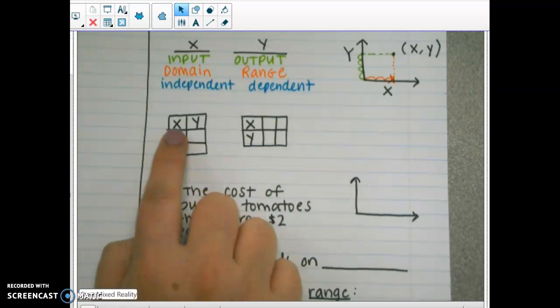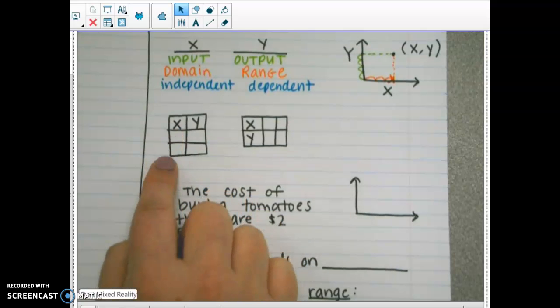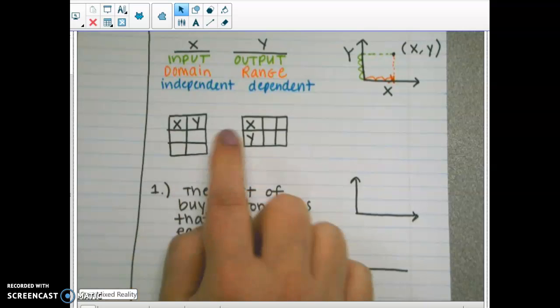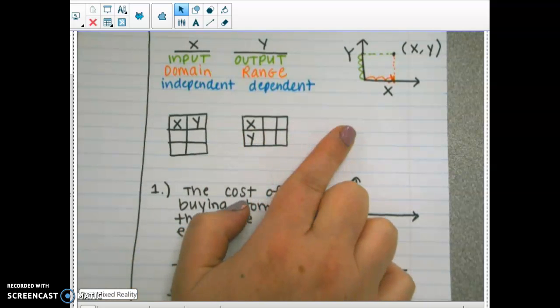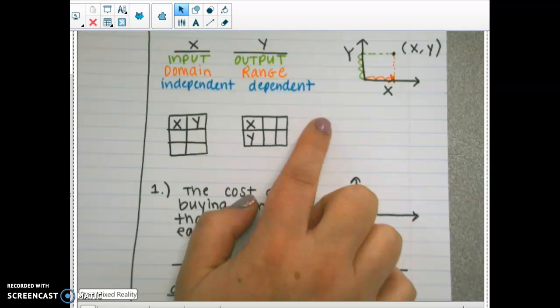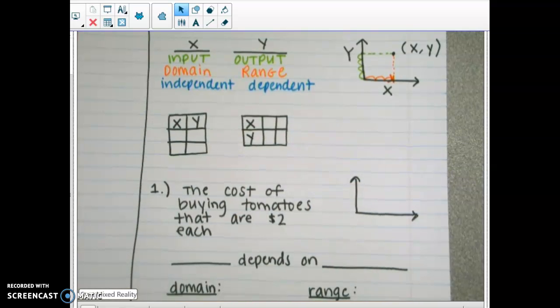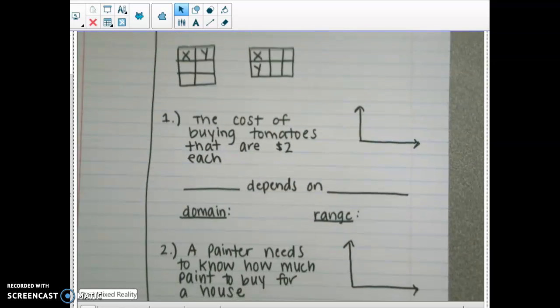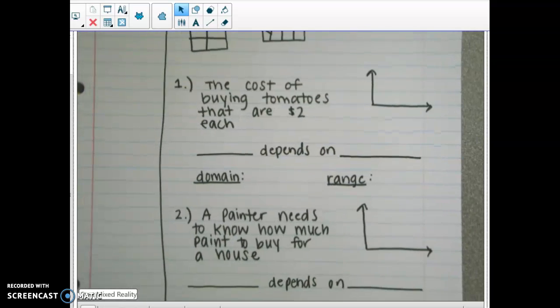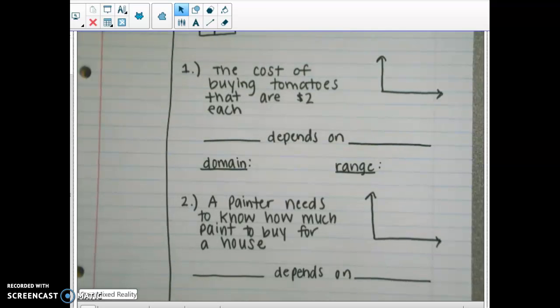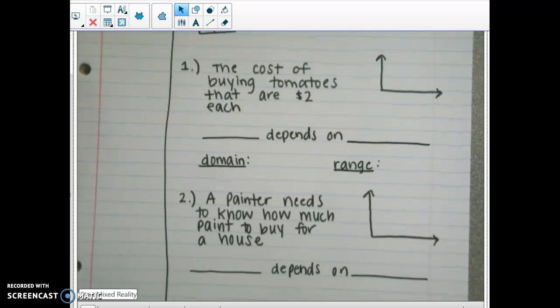When you see numbers on a table, the first column is the x, the second column is the y. If I make my table going across, then the top numbers are the x and the bottom numbers are the y. Alright, so what you need to be able to do today is basically just interchange x's and y's for domain and range, input, output, independent, and dependent.